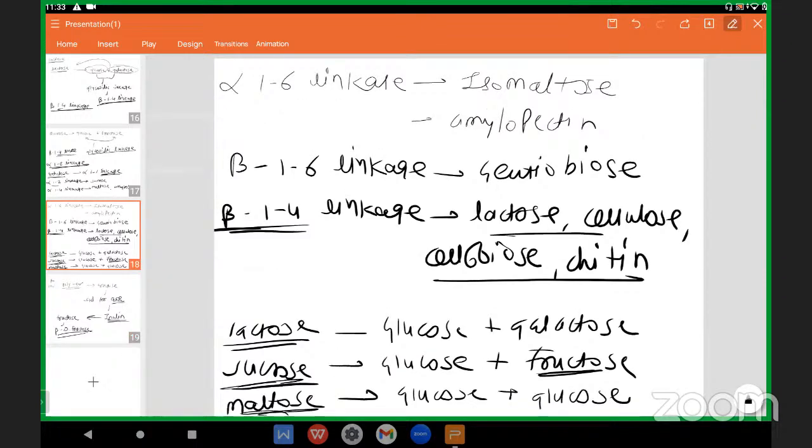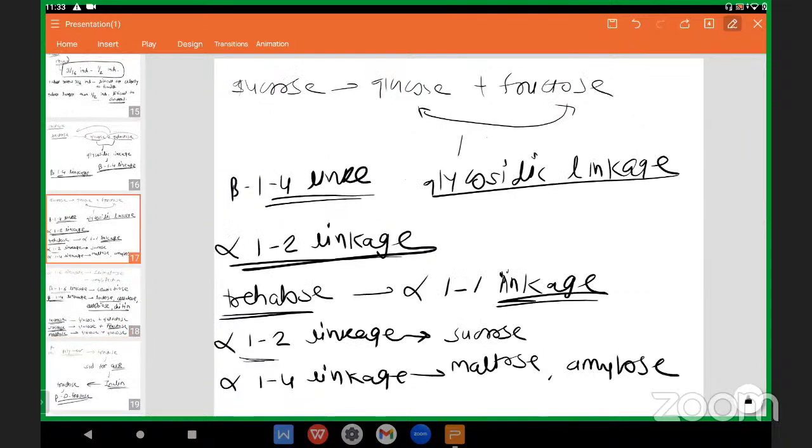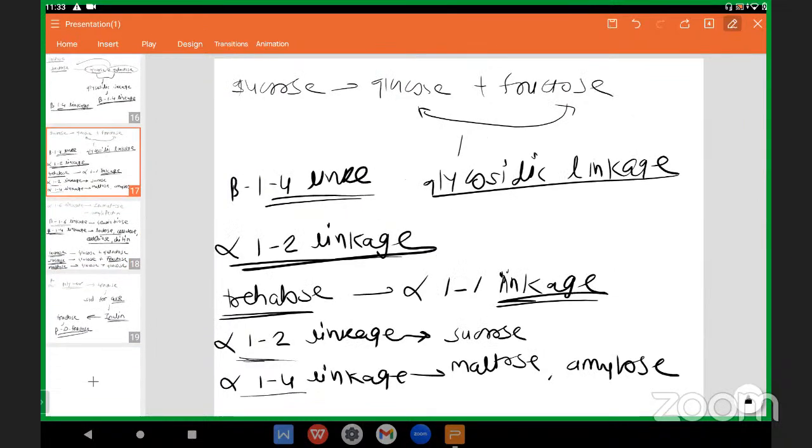This linkage is very important from a biochemistry point of view also. We are just covering it here because the relation came up. That's why we are covering it.